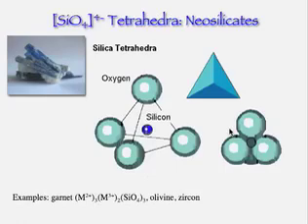SiO4 4- is called a neosilicate. We have a silicon atom in a tetrahedron of oxygen atoms, and this is the basic anion. So this is the basic anionic structure, just as carbonate 2- is for the carbonate minerals. And in the minerals that are neosilicates, we have a close-packed array of these anions with cations in the holes. Examples of neosilicates are garnet, olivine, and zircon.